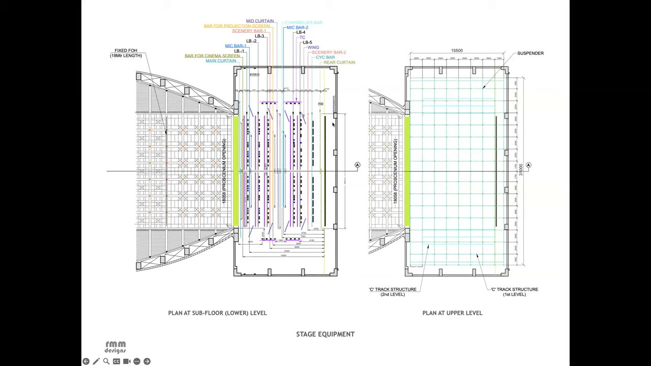And then you need this rear passage. Rear passage is called a rear crossover. So a person can go from one side stage to the other side stage without being seen by the audience. This is very critical to have.